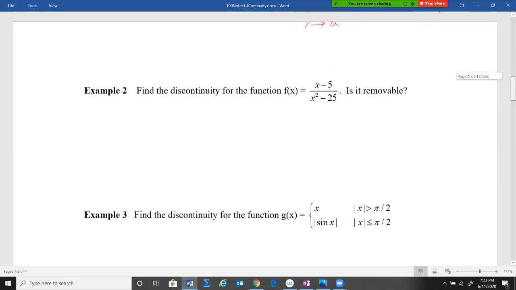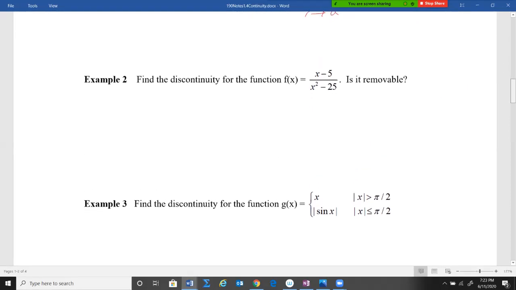Okay, so let's look at another example here. Let's find discontinuity for this function and answer the question, is it removable? Well, remember, where do you look for discontinuities? In the denominator.